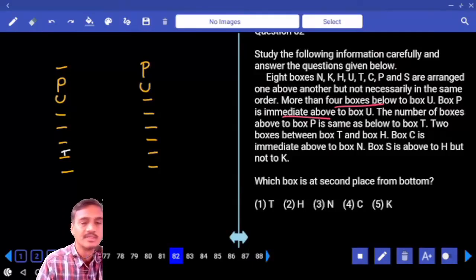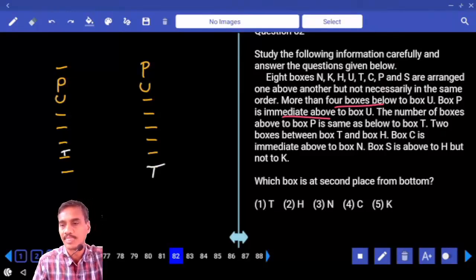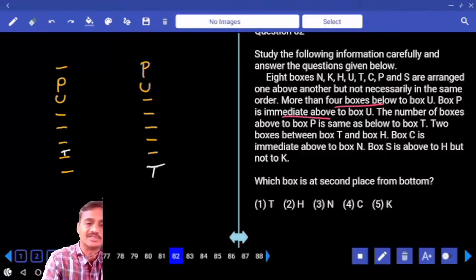And now in this one, above to P and below to T, they are one and the same. Above P is 0, below T is 0. And there are 2 boxes between T and H: 1, 2, H is here. Now in this one, 2 in between T and H, H is here.